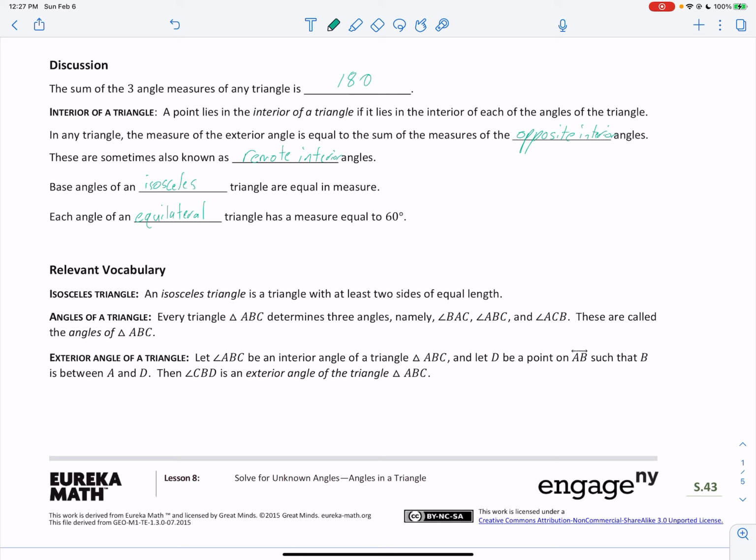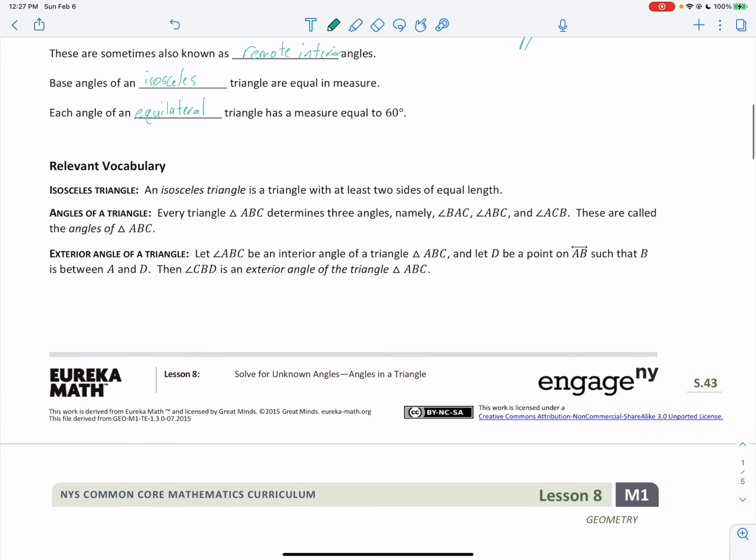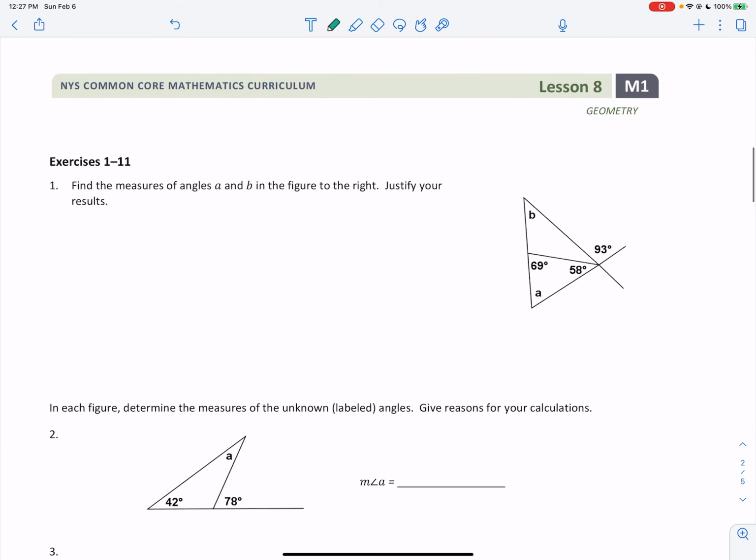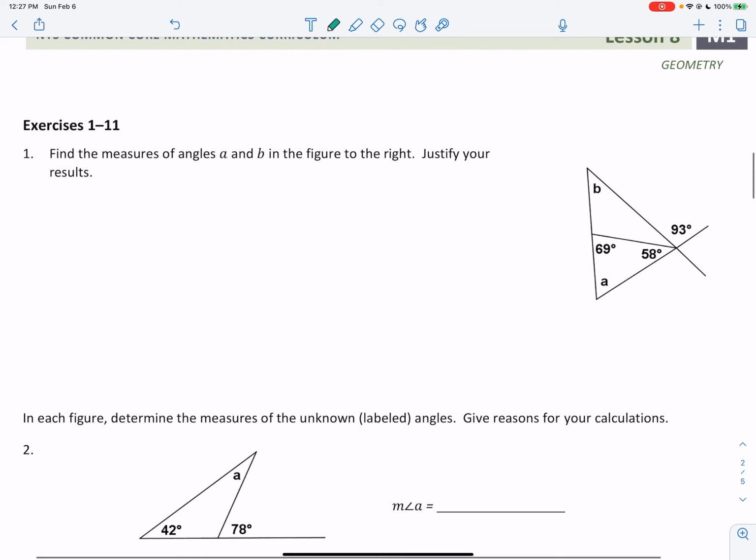Angles of a triangle. Every triangle ABC determines three angles, namely those things called the angles of ABC. These are just listing off the vertices. The middle one is the actual point of the vertex. An exterior angle of a triangle: if there's an angle that is the interior of a triangle ABC, and D is a point on AB, one of the sides, such that B is between A and D, then CBD is an exterior angle of the triangle ABC. We're going to show pictures of this and talk about this in a little bit.